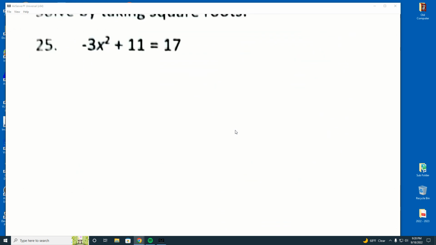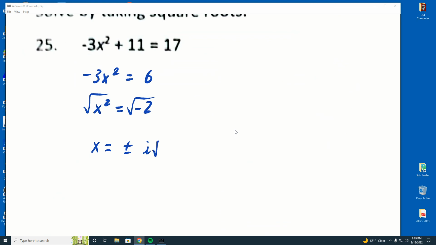Okay, I'm going to subtract 11. 6. I'm going to divide by negative 3. That's negative 2. I'm going to take the square root of both sides. So we're going to add plus or minus to our answer because I took the square root of both sides. Negative comes out as an i. And how about that 2? Well, 2 is definitely not a perfect square, nor will a perfect square go into it. So it stays inside the radical.